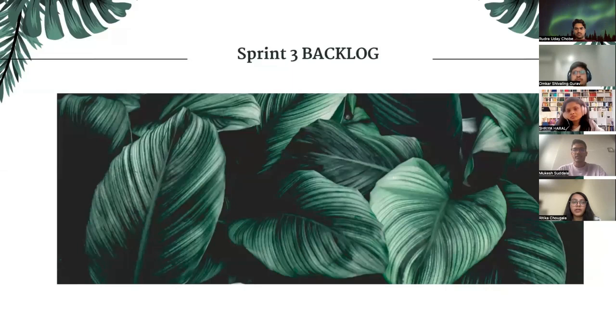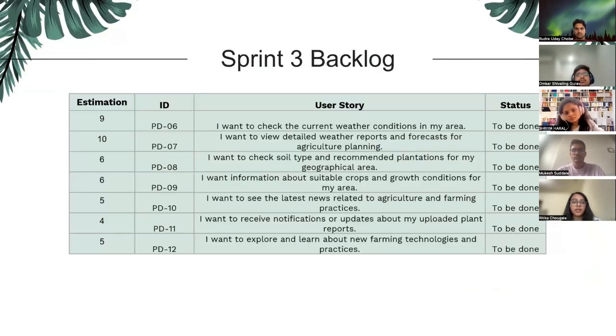Okay, so coming to the sprint 3 backlog, can you go to the next slide? Basically, the sprint 3 backlog consists of the user stories that we were not able to complete in sprint 3 and will be completing in the last sprint, that is sprint 4. So we have 7 user stories in total that have to be completed.